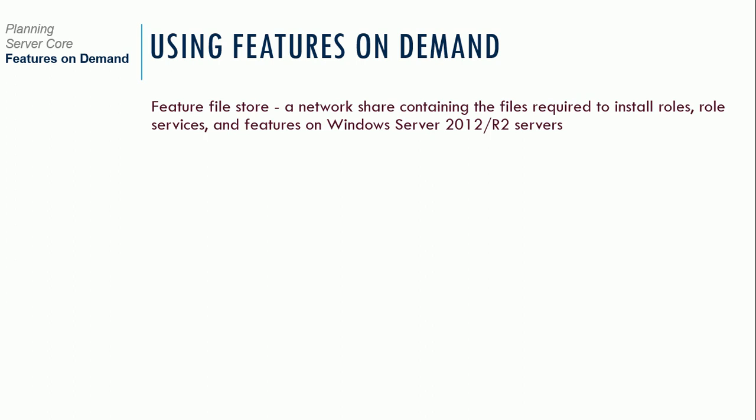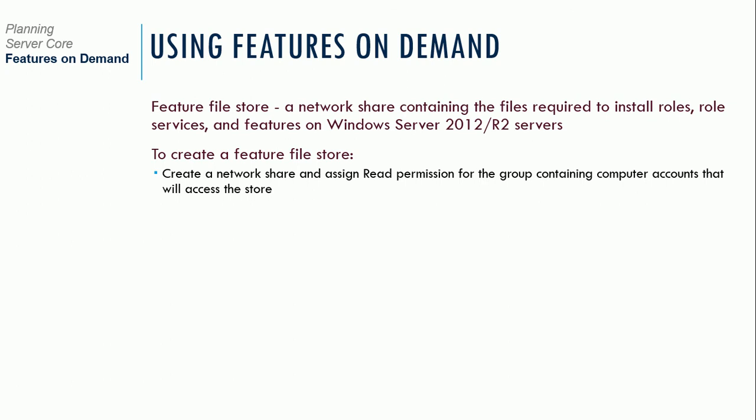Using Features on Demand, there's a feature file storage, a network share containing the files required to install roles, role services, and features. So you can have a server on the network that has all the files that you need. In the event that somebody needs to add a role, they'll be able to do so even if they don't have the files on the local machine.